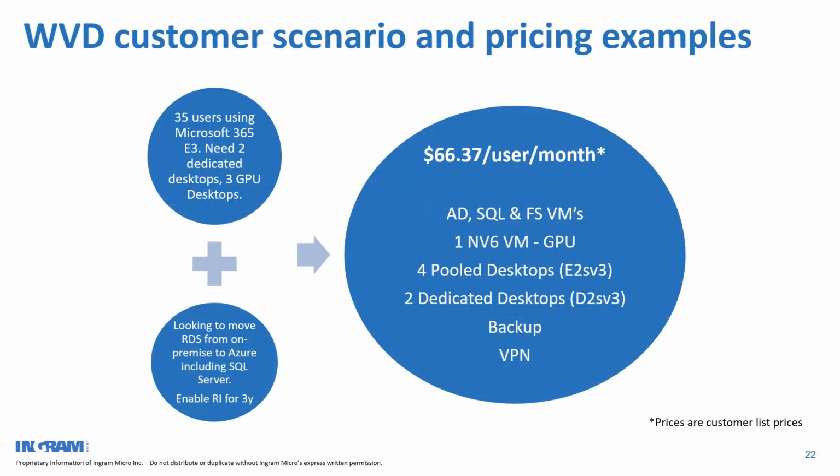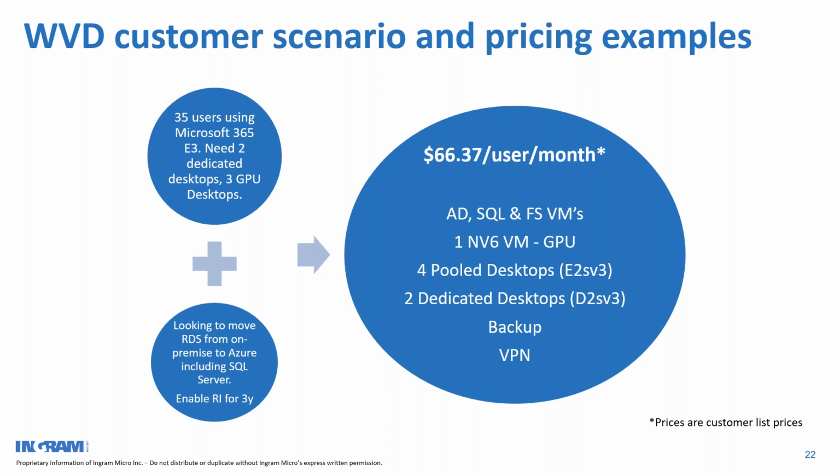let's say you have a company of 35 users using the Microsoft 365 E3 plan. Let's say this customer is into graphics designing and they work with machineries and product design development. So they definitely need certain graphics enabled desktops. They also are very interested to move their RDS infrastructure onto Azure with the SQL Server that they have, and they want to enable 3 years reserved instance. So they know that they would be using more virtual machines, so they want to take the benefit of reserved instance. So by combining all this, the cost again is roughly $66 per user per month.